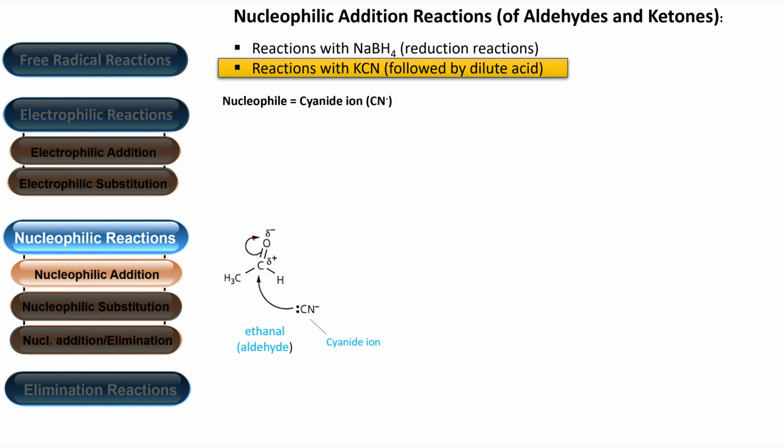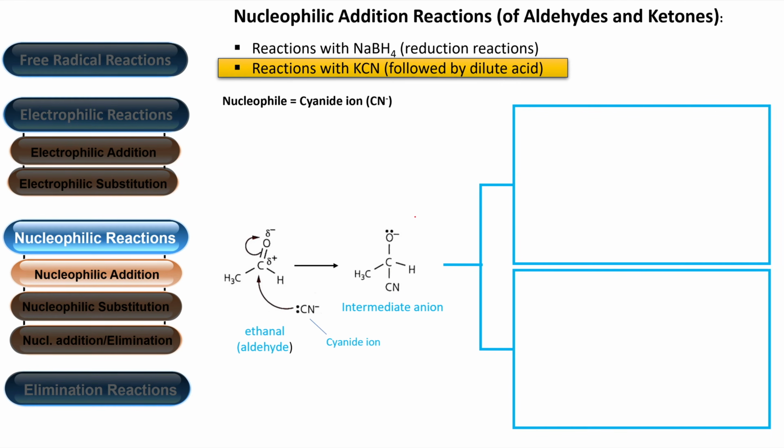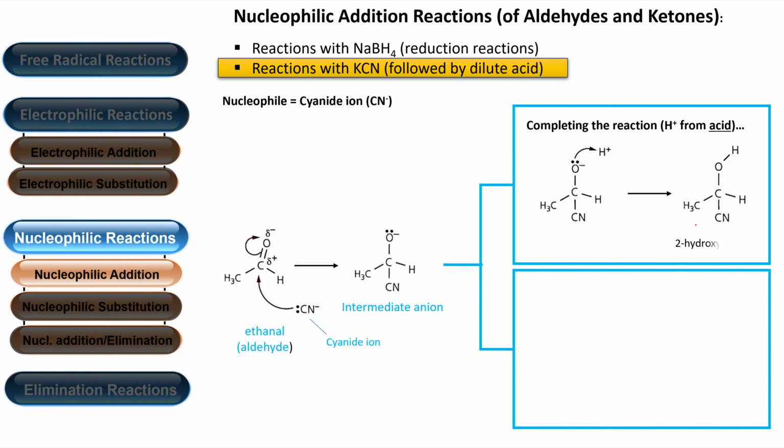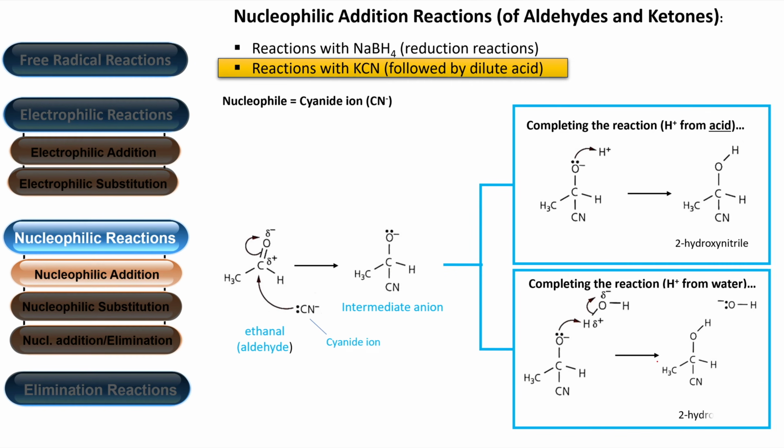So put another curly arrow from the double bond to the oxygen, and the intermediate product is something like this, with oxygen carrying a pair of electrons. Again, the reaction is completed using the hydrogen ion. So again, we have the two different possibilities, the hydrogen ion coming from the acid. In this case, we will end up with 2-hydroxynitrile. And if it is coming from water, we again end up with 2-hydroxynitrile, but with OH negative ion as well.